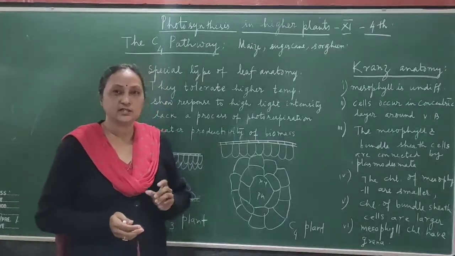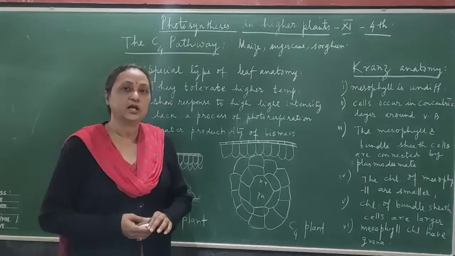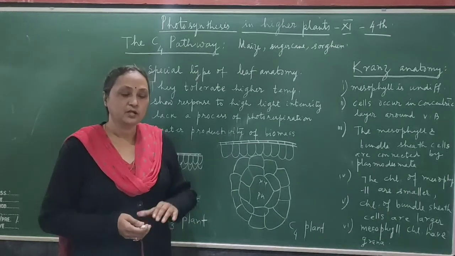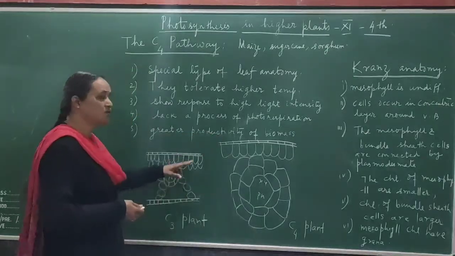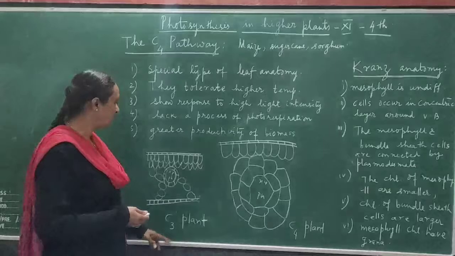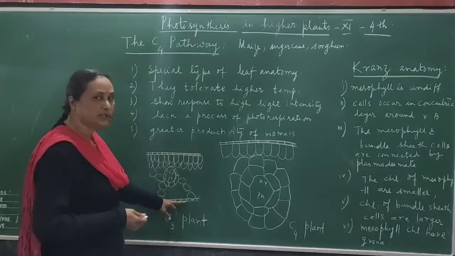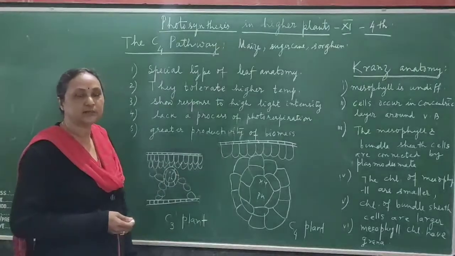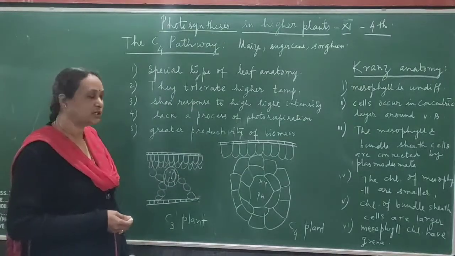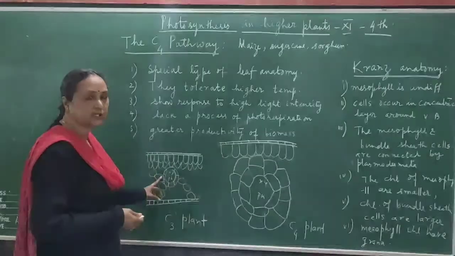One chapter is there, I think chapter number 5. In chapter number 5 we have studied the anatomy of the leaf. A normal leaf has an upper epidermis and a lower epidermis. In a normal C3 plant, the leaf has the upper epidermis and the lower epidermis. Below the upper epidermis there is mesophyll, and the mesophyll is differentiated into 2 layers. This is the palisade layer, this is the spongy layer.